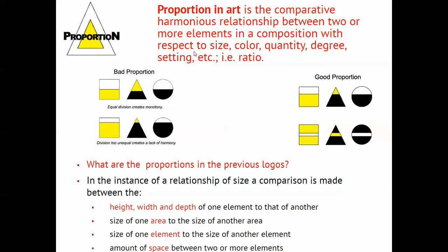All right, so proportion in art is the comparative harmonious relationship between two or more elements in a composition with respect to size, color, quantity, degree, setting, etc. What does that mean? It's like when you look at this, this is boring. So it's bad proportion. The size of this to the size of this is boring. If you look at this, this is good proportion. For whatever reason, our eyes like this.